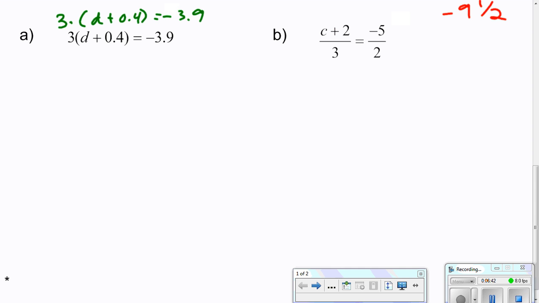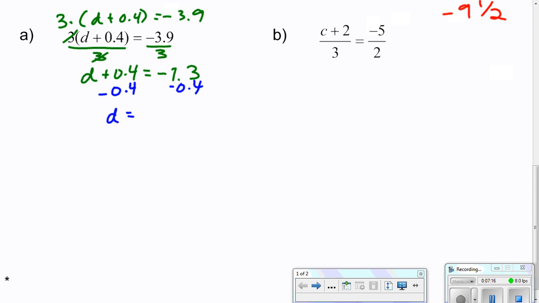Rather than distributing, I'm going to divide by 3. If it's being multiplied by 3, we're going to divide by 3 so that they cancel out. So 3 divided by 3 is going to give us 1 times d plus 0.4 equals negative 1.3. So now we have no more brackets, we have no more coefficient. D is pretty much by itself. All we have to do is get rid of the plus 0.4.